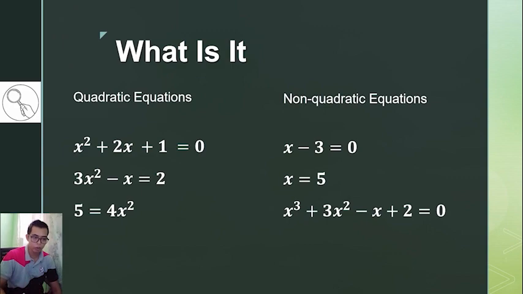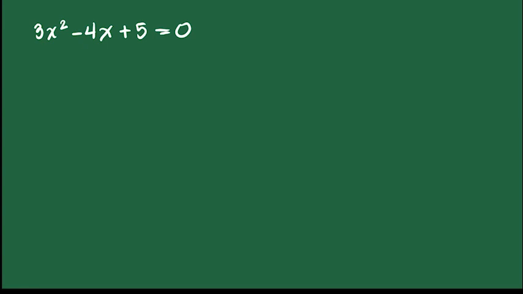We will have more examples on our virtual board. For the first example, we have 3x squared minus 4x plus 5 equals 0. As you can see, the highest exponent that you can observe on the variable x is 2. That means this is a quadratic equation. This term, 3x squared, is what you call the quadratic term, which comes first, followed by negative 4x. This is your linear term, and the last term, which is 5, is called the constant term.